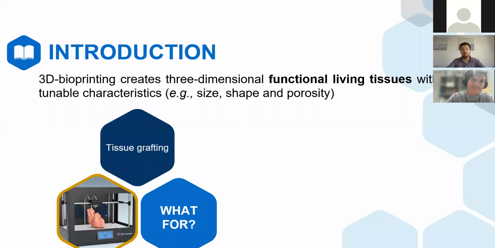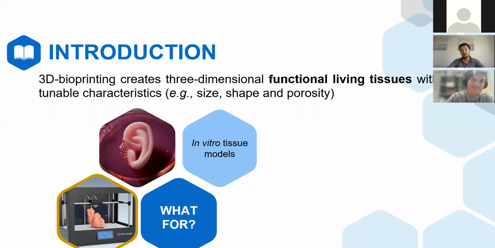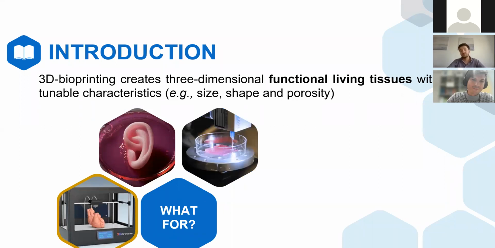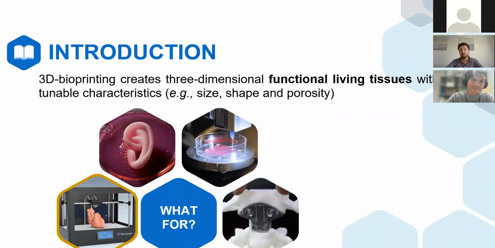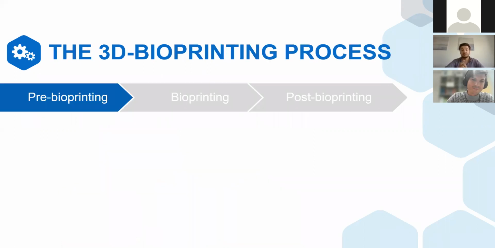Right now what we are able to do is create some tissues for tissue grafting. We are able to create some tissue models for in vitro testing. And of course, there's also been an increasing interest in using 3D bioprinting for medical devices and medical implants in order to circumvent some of their limitations. It's very important that we understand that the bioprinting process is way more than just the printing of the bioink. It can be divided in three major steps: pre-bioprinting, the bioprinting process itself, and the post-bioprinting.